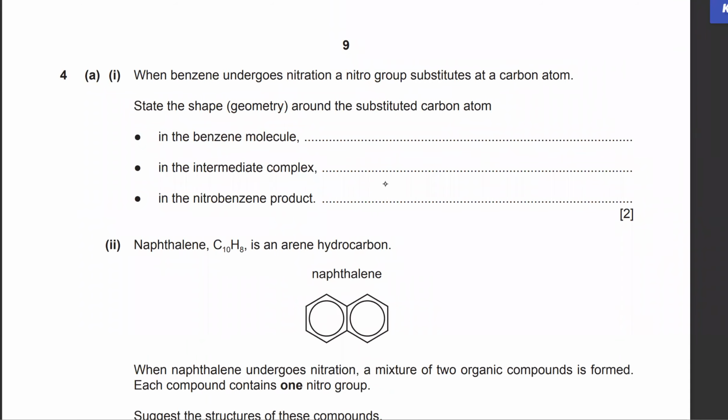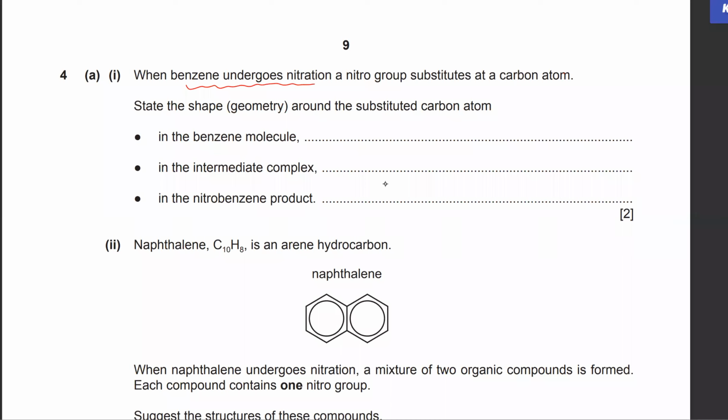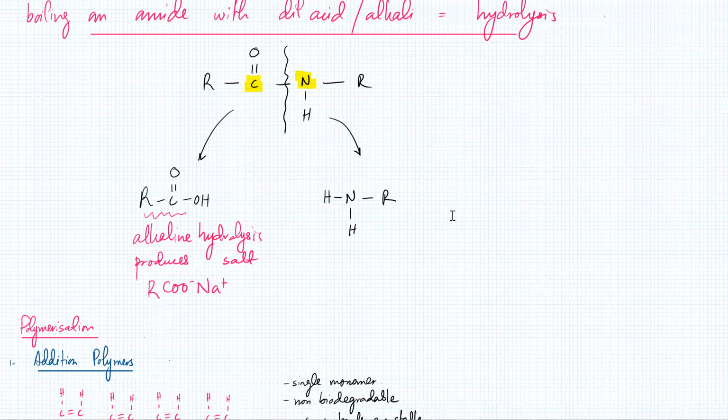First question. Achha, the first question is: benzene undergoes nitration. ठीक है, so किसकी बात हो रही है? That's nitration of benzene. So let's open the notes. Where did we discuss nitration of benzene? Let's hold on one second.